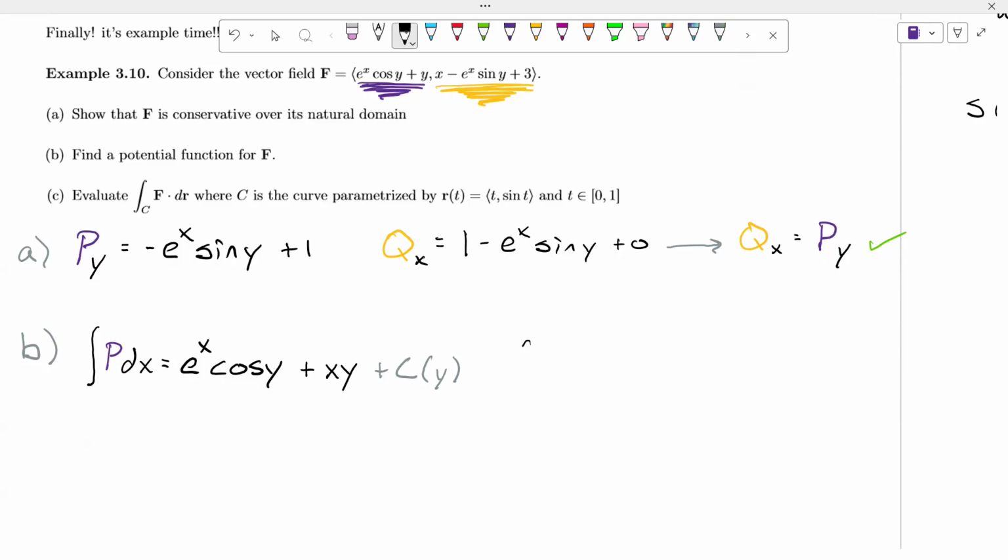If I go to do the same thing to the q side of things, integral of q dy, well, what do we get? The integral of x should go to xy. The integral of sine y should be negative cosine y. So I have a double negative, which becomes positive. e to the x I'm treating like it's a constant multiple. Integral of sine was cosine.